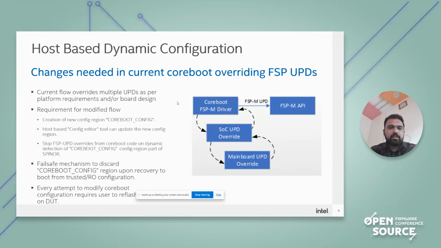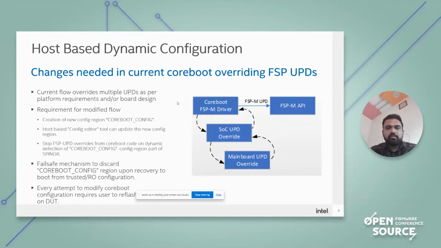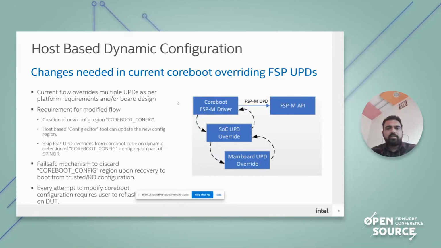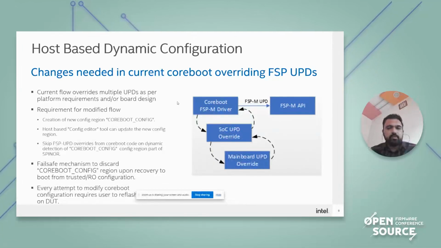The second drawback was that with the config editor tool, we need to have a separate config region. The reason being, currently we have three copies of the FSP binary: RO, RW, and RWB.